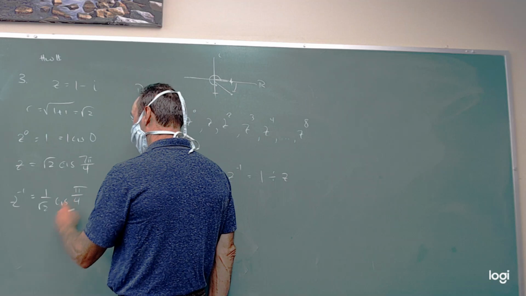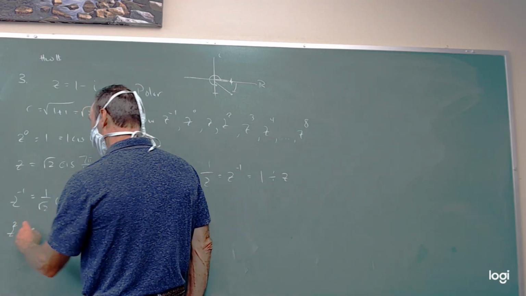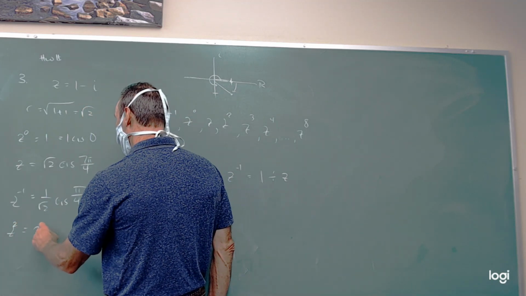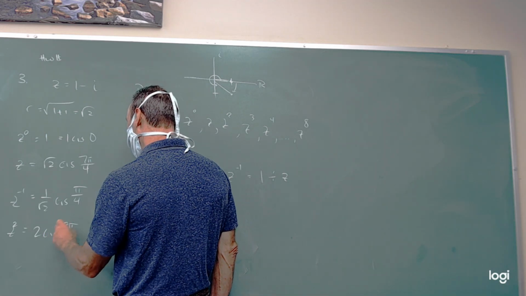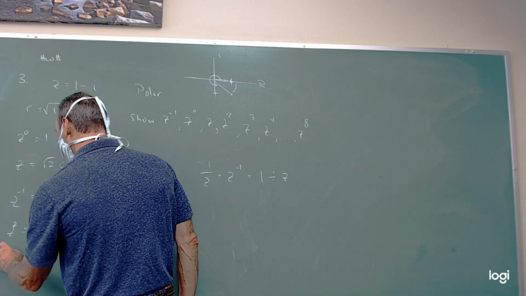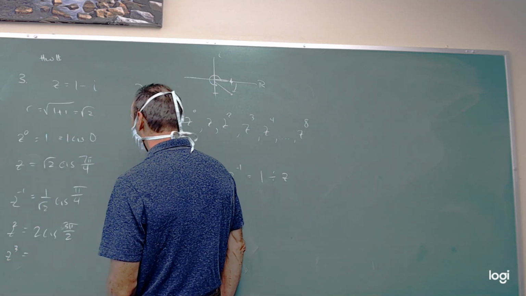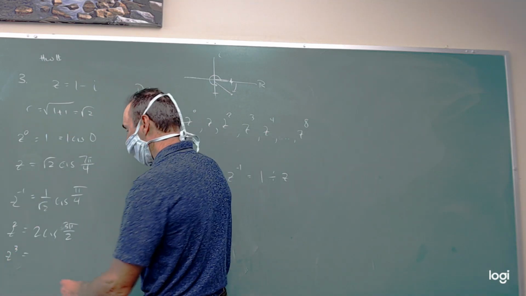Sounds good. Did you get z squared? 2 cis negative pi over 2, or 3 pi over 2. We'll call it 3 pi over 2. This is good. Oh, we did great. This is the hard part. I do like argument cubes. Yeah, let's go to z to the 4th anyway. That will be enough. We'll get the idea.